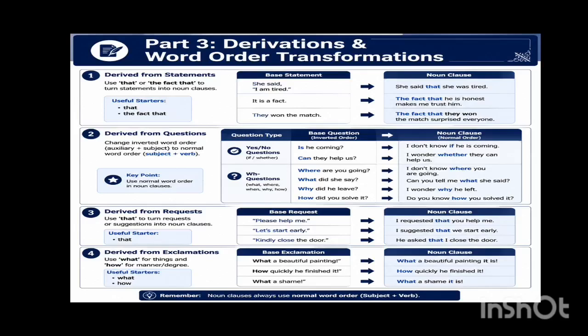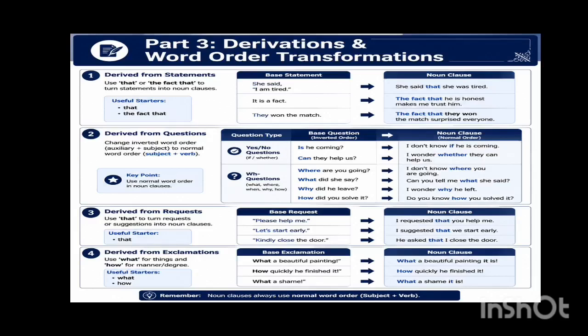Okay. The third segment is derived from requests and suggestions. When we turn a request or a let's suggestion into a noun clause, we usually use that. So take the base request, please help me. We transform it to I requested that you help me.